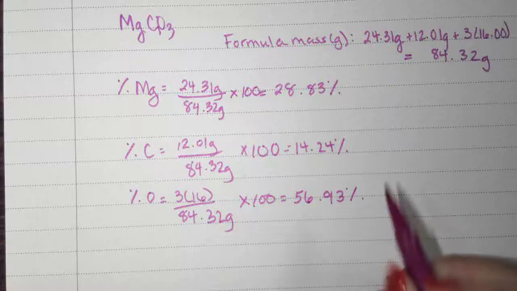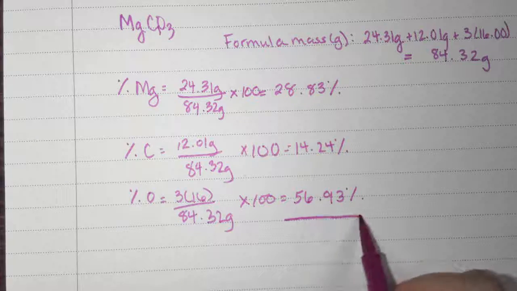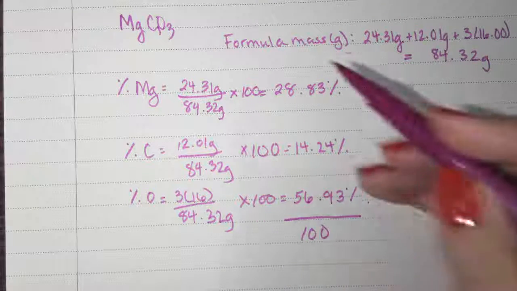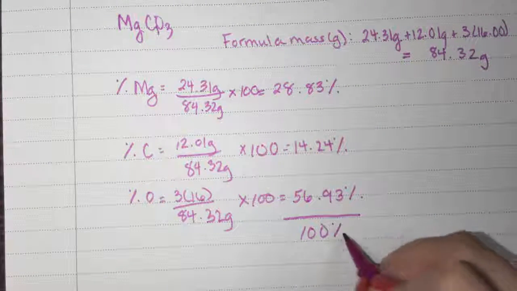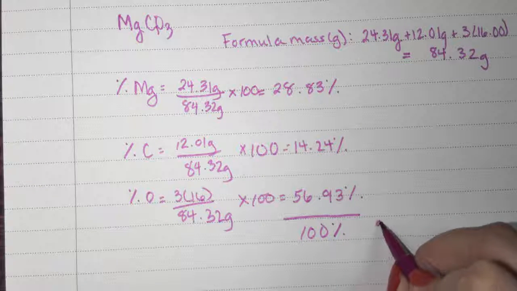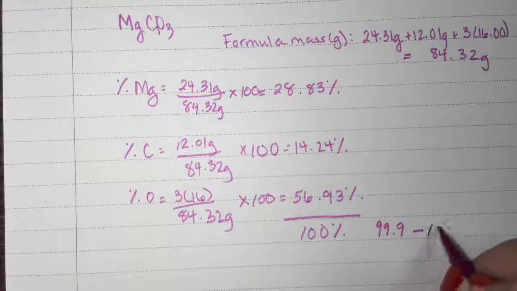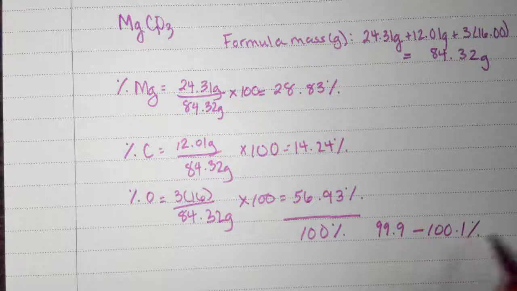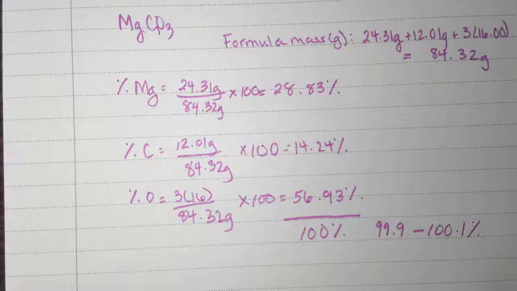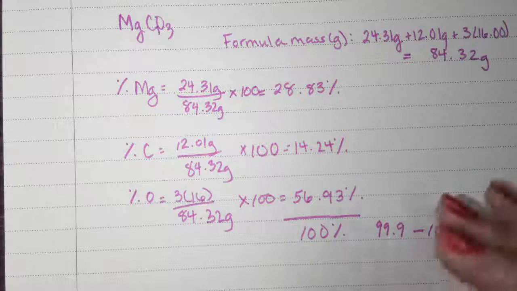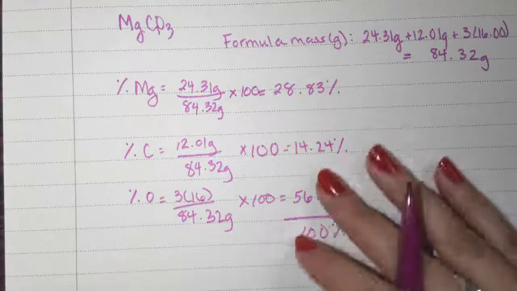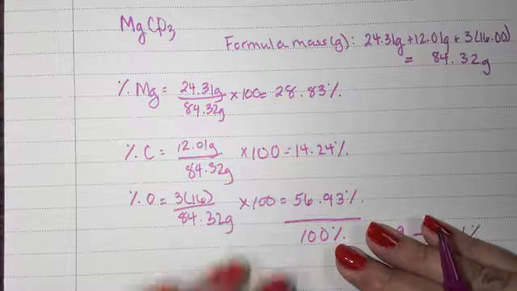And I get 56.93%. And I know that I've calculated all of this right because all of the percentages should add up close to 100%. Usually, if you're between 99.9 to 100.1%, you have it correct. Okay? So very simple. It's just a lot of work, a lot of steps. Occasionally, you will be given problems where you're just asked to find one thing.